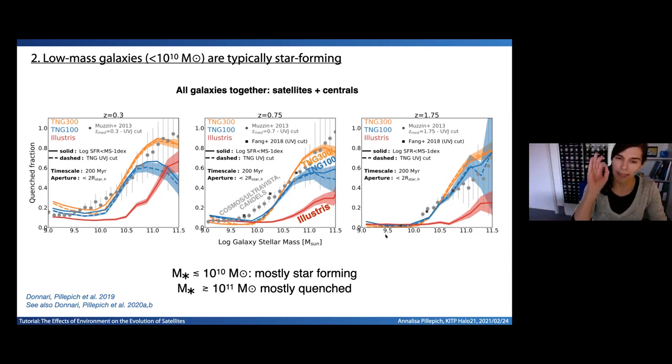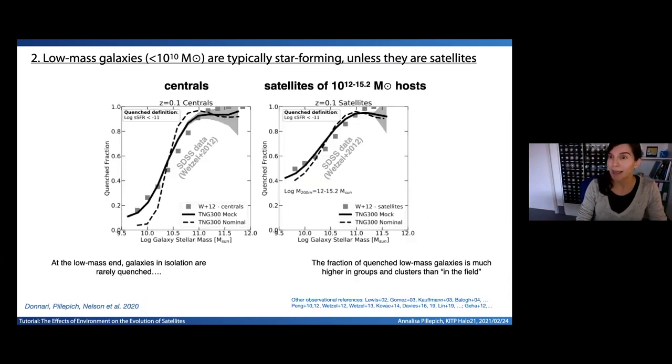However, this is true when we look at galaxies combining satellites and centrals. So the statement that low mass galaxies are typically star forming is true unless they are satellites. If you take a quench fraction plot and divide it into centrals and satellites, you actually see that the quench fraction of low mass galaxies is much higher for satellites than centrals. This is again SDSS data in gray, some simulations, and TNG300 in black. And we are looking at satellites as galaxies which are orbiting within, say, 10^12 to 10^15.2 solar mass halos.